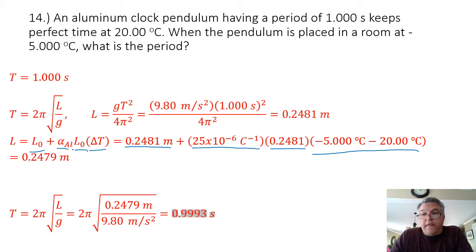Now I can take that length and plug it into my pendulum formula to find the new period at -5 degrees. And when I plug my new length of 0.2479 meters into the pendulum formula, the period now becomes 0.9993 seconds. So the period has been altered slightly by changing the temperature of the pendulum.